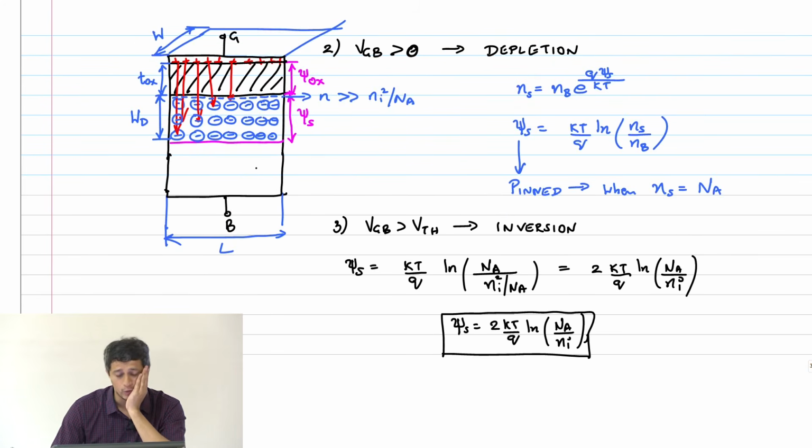What is QD prime? QD prime is basically the total depletion charge that is available. QI is the total inversion charge that is available. So every dopant atom that has got ionized is contributing to QD. Therefore, it's just the concentration into that total volume of the depletion region, right? And what is that volume?